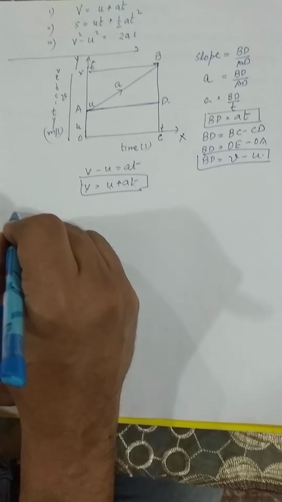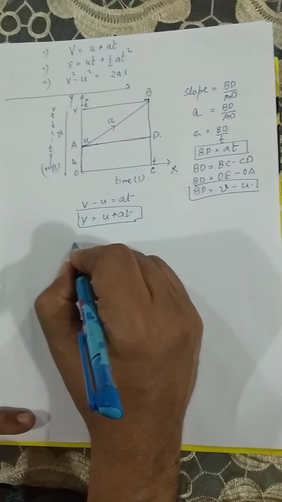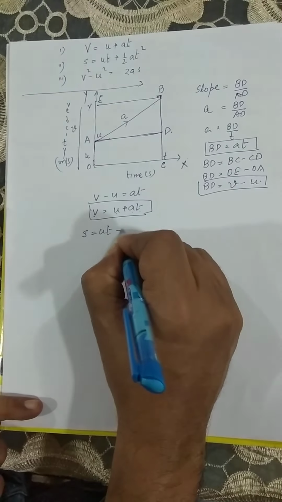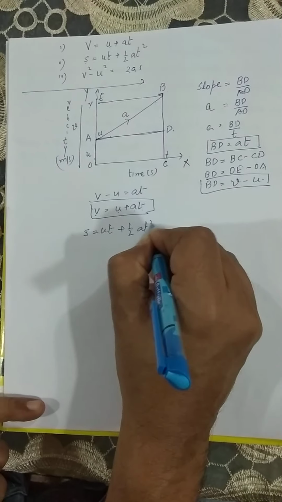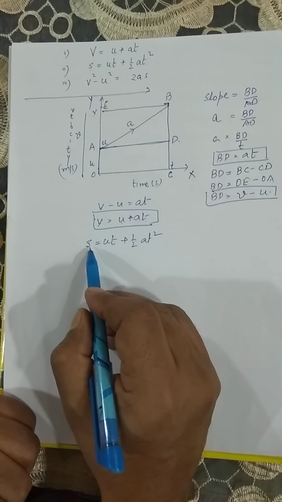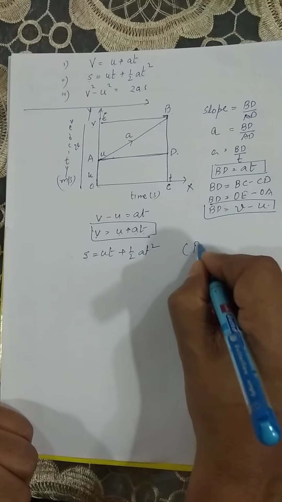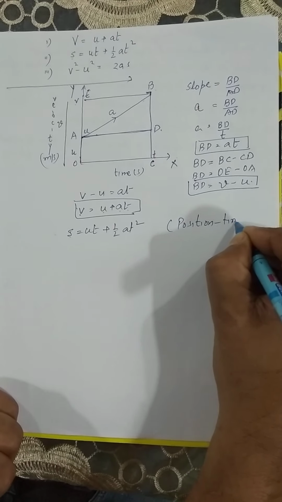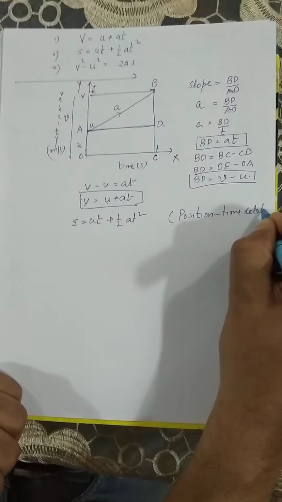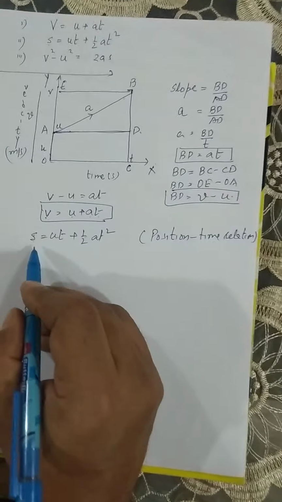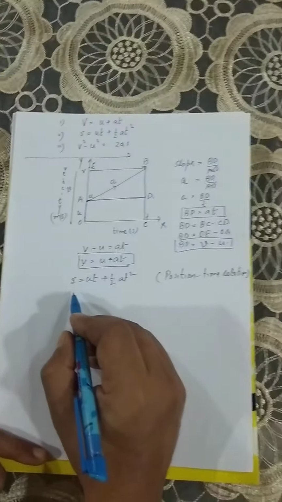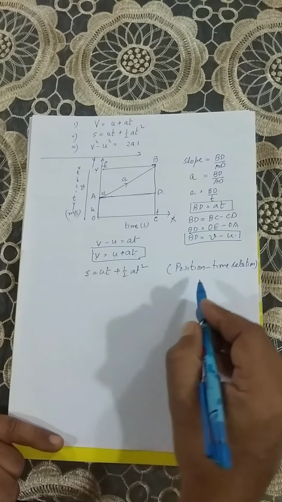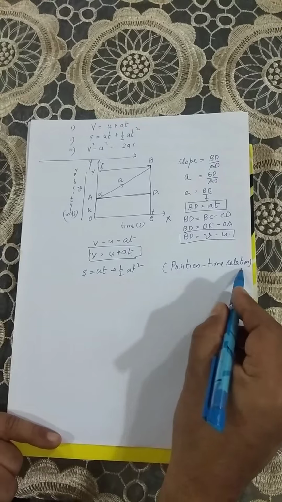Now the proof of the second equation of motion. The second equation is s is equal to ut plus half at square. This equation is also known as the position time relation. The second equation of motion is the position time relation. It is also known as the position time relation.